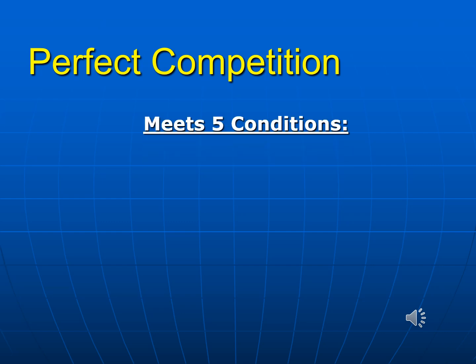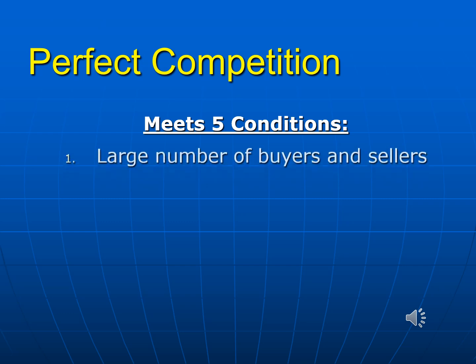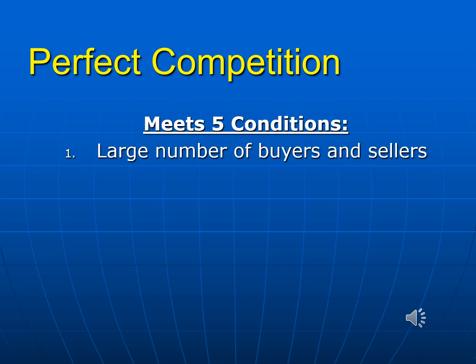What is perfect competition? Now, for you to say these firms are in a perfect competition or this group of markets are in a perfect competition, they need to meet 5 conditions. Number 1, we need to have a large number of buyers and sellers. So for this perfect competition, we're going to use the example of salt.